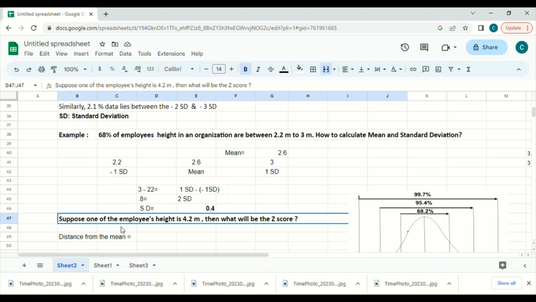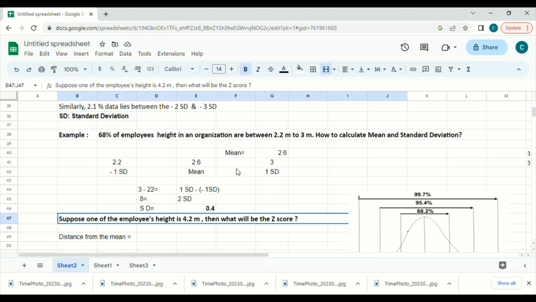Now suppose one of the employees' height is 4.2 meter, then what will be the Z-score? Z-score measures how many standard deviations a data point is away from the mean. That means how many standard deviations are there between the height 4.2 meter and the mean 2.6 meter.